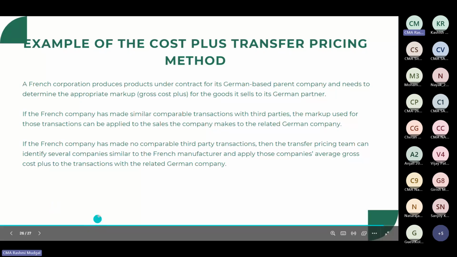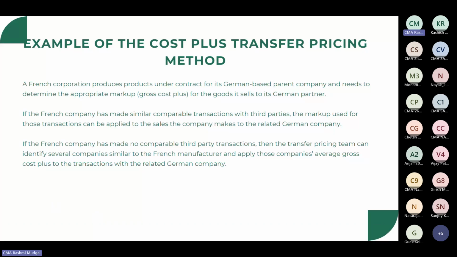So transfer pricing is a very vast subject. It is more of a convincing power subject rather than calculating. Your calculation needs to be given with evidence in this situation. Is there any question till now?